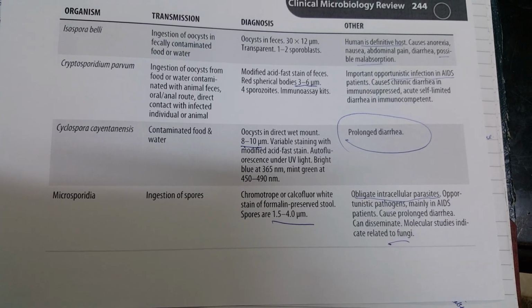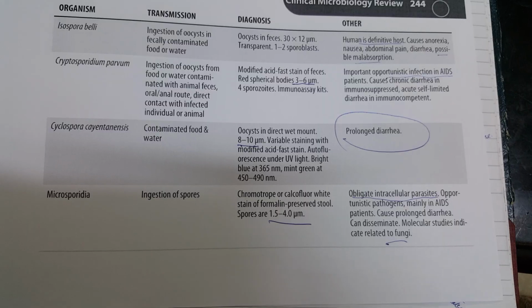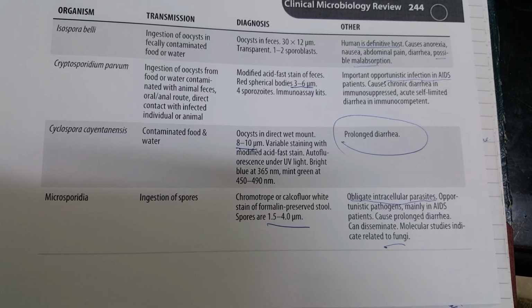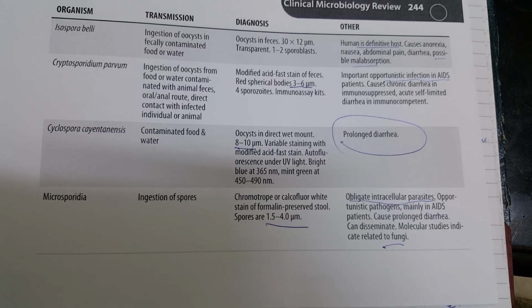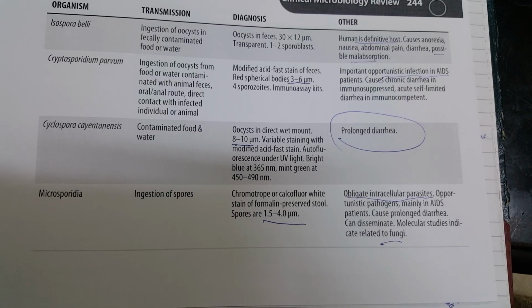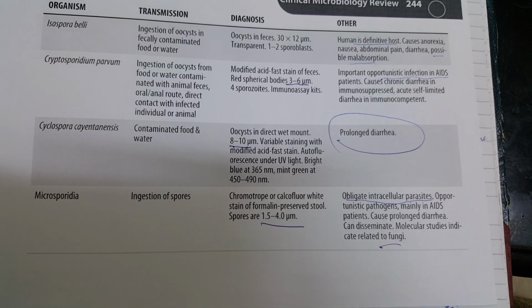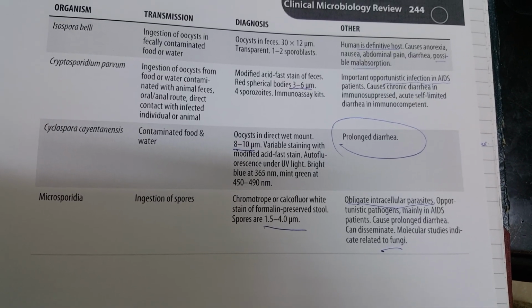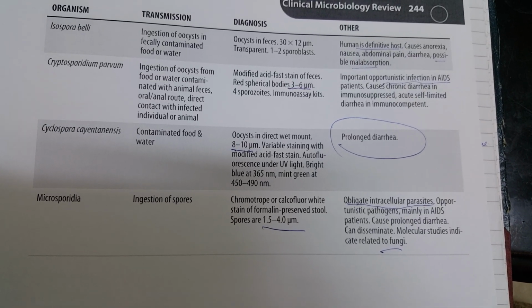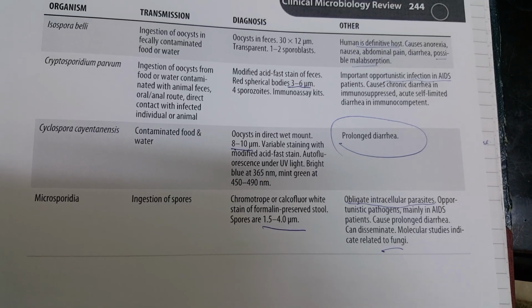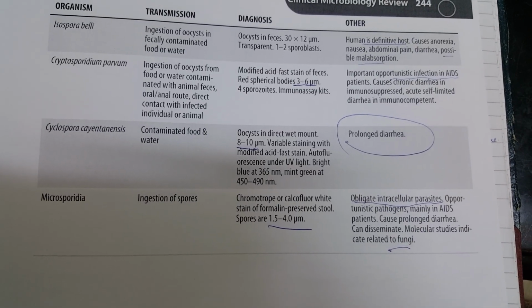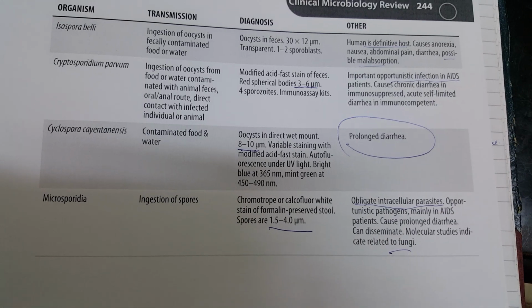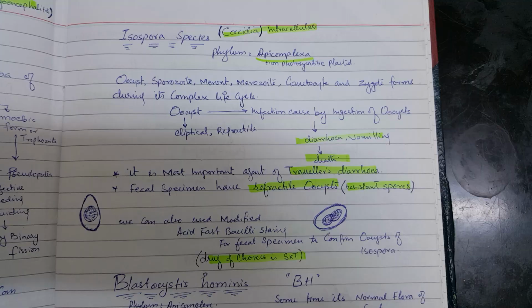Microsporidia is acquired by ingestion of spores, and diagnosis uses chromotrope or calcofluor white stain of formalin-preserved stool. Spores are 0.5 to 4.0 micrometers. It is an obligate intracellular parasite and opportunistic pathogen, mainly in AIDS patients, causing prolonged diarrhea and disseminated disease, and molecular studies indicate it is related to the fungi.